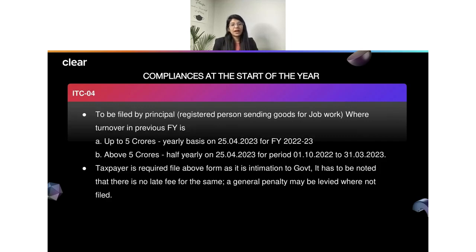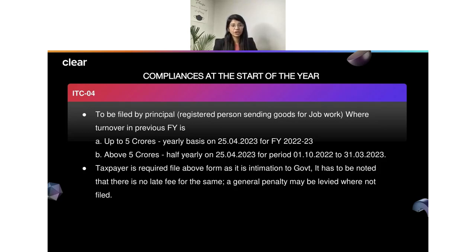So that's the only benefit when it comes to the QRMP scheme. Now the other part is about ITC-04. When it comes to ITC-04, we know it has to be filed by the principal who is sending goods to the job worker. Where their turnover in the previous financial year is up to 5 crore, they have to file on a yearly basis, and the due date for that is 25th of April 2023. And if their turnover was more than 5 crore, then they have to file on a half-yearly basis. So that is the time limit.